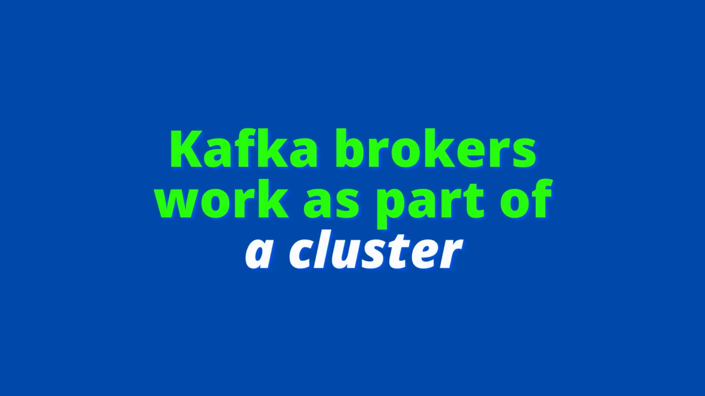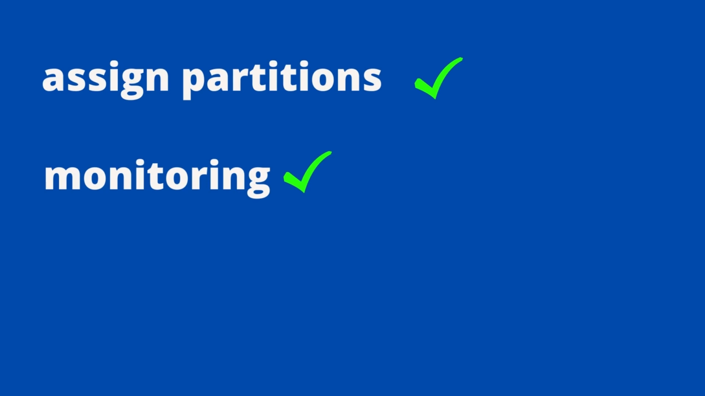A single Kafka broker can handle thousands of partitions and millions of messages per second. Moreover, Kafka brokers usually work as part of a cluster. Basically, a Kafka cluster consists of several brokers. One of these brokers plays the role of the cluster controller. The cluster controller is elected automatically from amongst the live members of the cluster. This controller is responsible for various administrative operations such as assigning partitions to brokers and monitoring for broker failures.